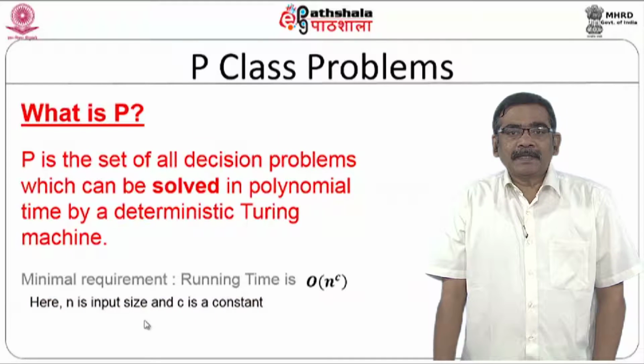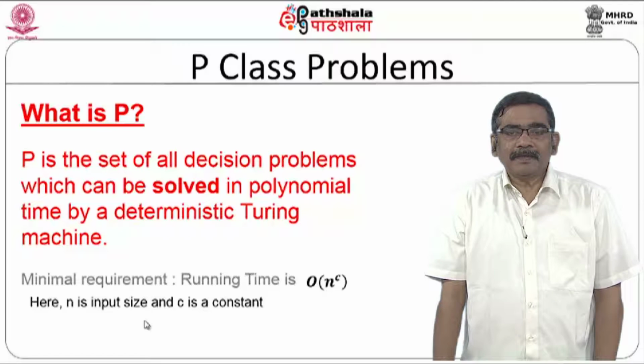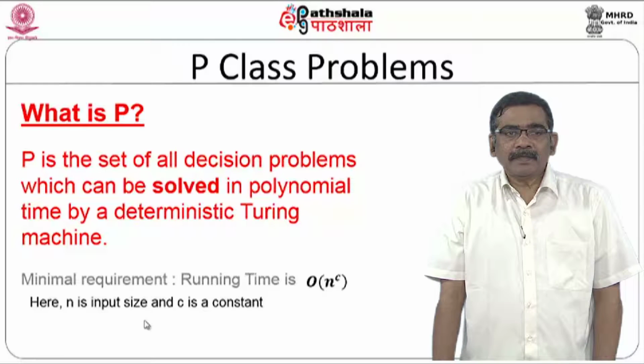Fine. What is a P class? P class is nothing but a complexity class. P class is a set of all decision problems which can be solved in polynomial time by a deterministic Turing machine. Last module we discussed these problems briefly. All the algorithms that we have been discussing so far come under the P class. For example, insertion sort is a P class problem, radix sort is a P class problem.